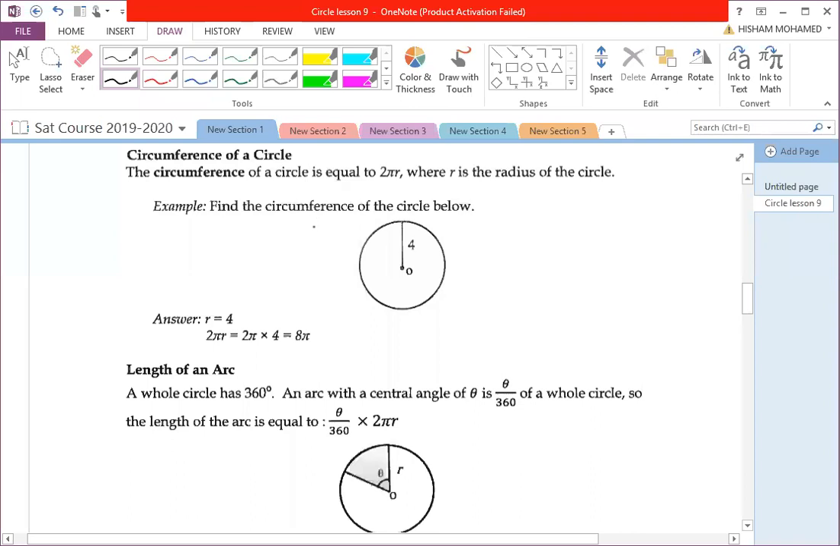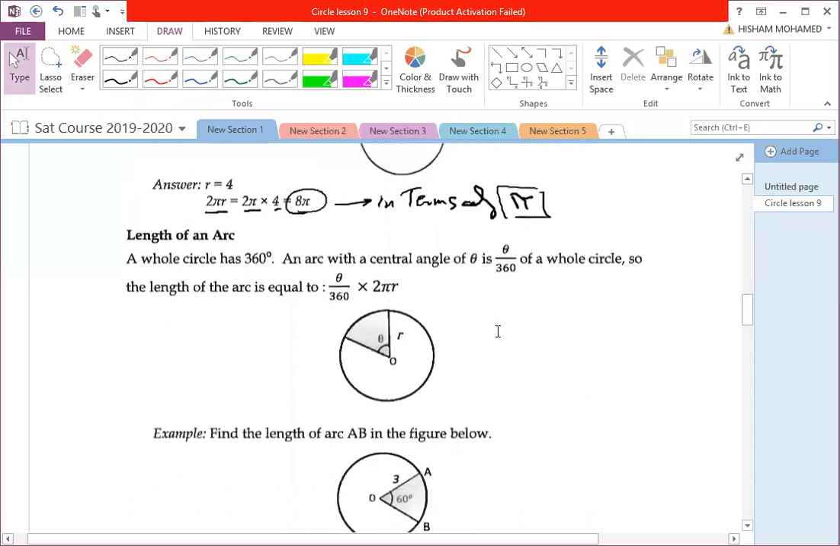The circumference of the circle is 2 pi r. For example, I have a circle whose radius is 4, and I want to find its circumference. So the radius is equal to 4, so 2 pi r is 2 pi times 4, which is equal to 8 pi in terms of pi. It means I'm not going to replace the value of pi.